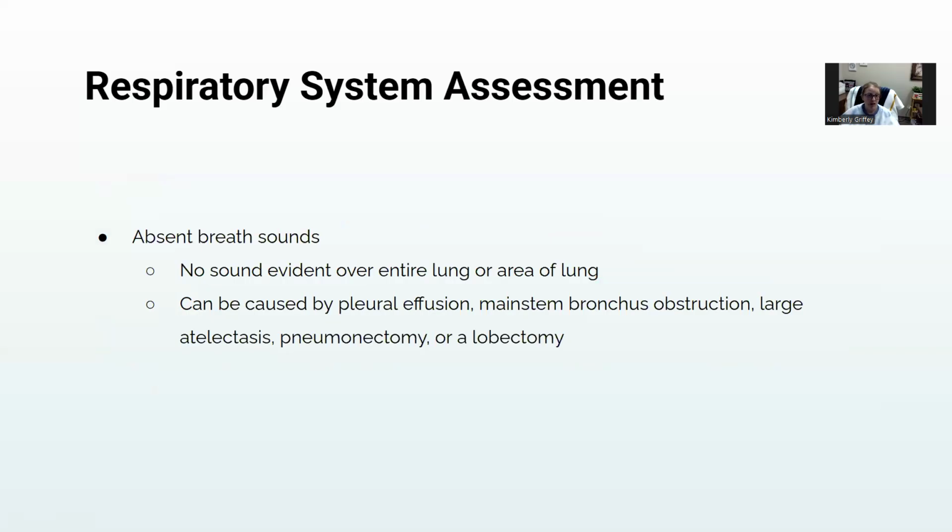If you have absent breath sounds, so you can't hear any sound over the entire lung or any areas of the lung, this can be caused by a pleural effusion. So it'll make those sounds very distant or diminished. You can have a main stem bronchus obstruction. You can have a large amount of atelectasis in the lungs. If someone has had a pneumonectomy, or lung removal, you won't hear any breath sounds because there's nothing to make those sounds there. Or if you had a lobectomy, you may hear upper lung sounds but no lower lung sounds because they've had part of that lung removed.